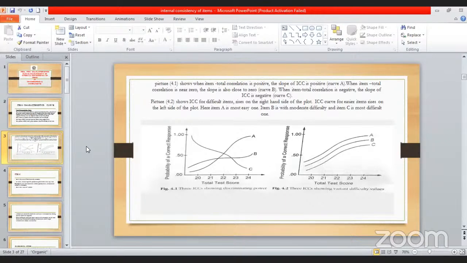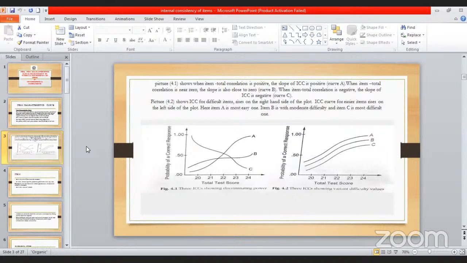You can see in curve A, this is the positive curve. And when item total correlation is near zero, the slope is close to zero. You can see this is the B curve that is very close to the origin. And when item total correlation is negative, the slope of the ICC is negative. You can see the C curve that didn't rise from the origin. This is the negative curve.